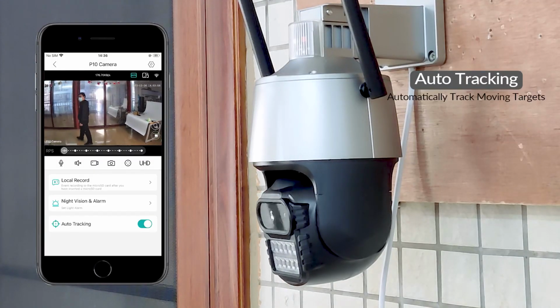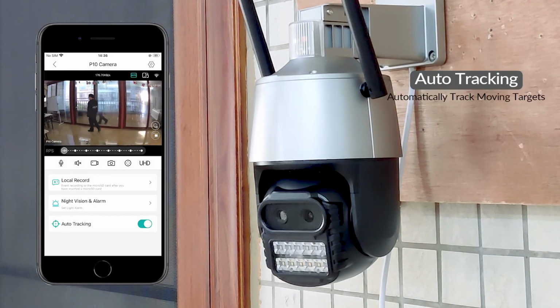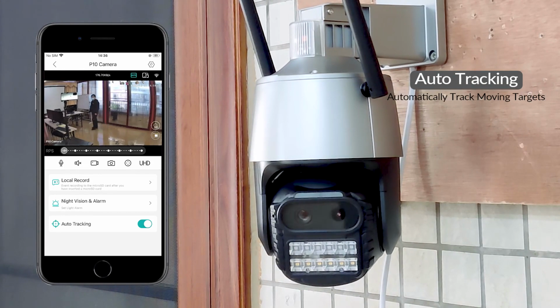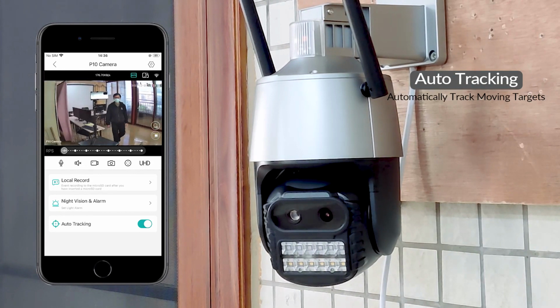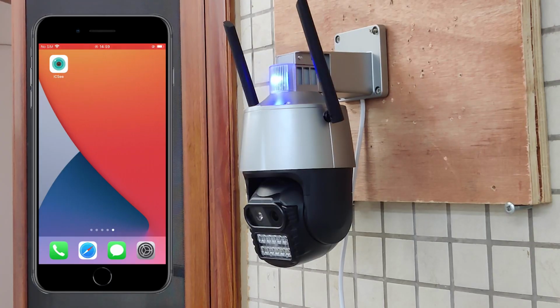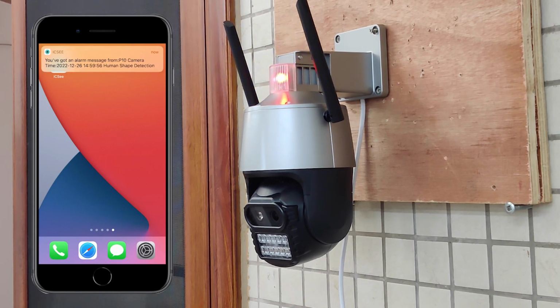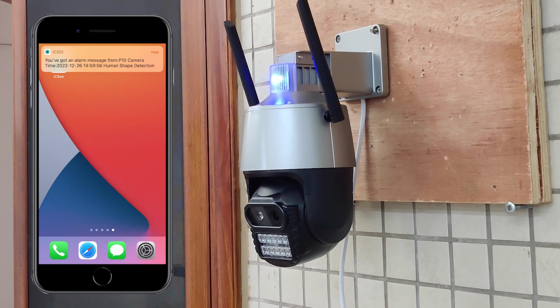The motion tracking function will allow the camera to rotate with the moving object, recording and detailing. AI motion detection function, using AI technology to reduce the probability of false positives, and will not miss mobile alarms.